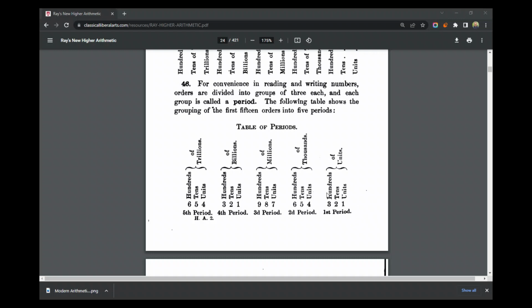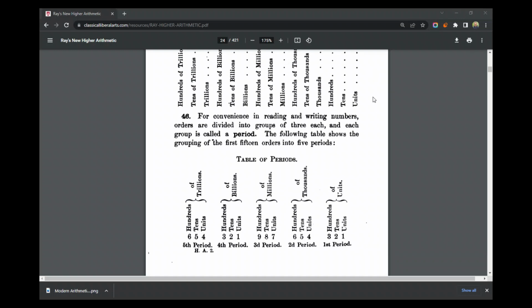So the first 3 orders, units, tens, and hundreds, are grouped together, and they're called the period of units. The second period is for thousands, tens of thousands, and hundreds of thousands. Then we have millions, tens of millions, and hundreds of millions, called the third period. We then have billions, tens of billions, and hundreds of billions in the fourth period. And lastly, trillions, tens of trillions, and hundreds of trillions in the fifth period.